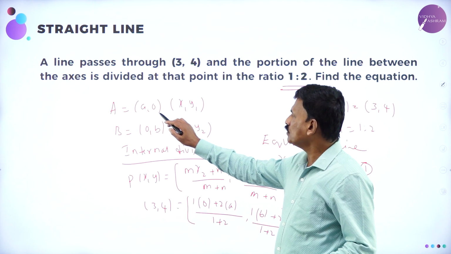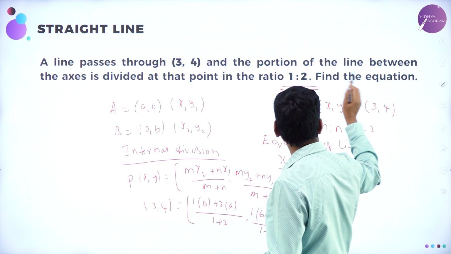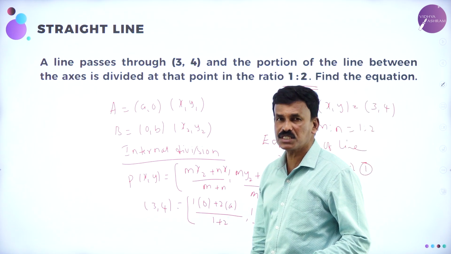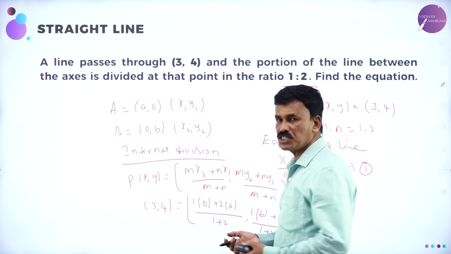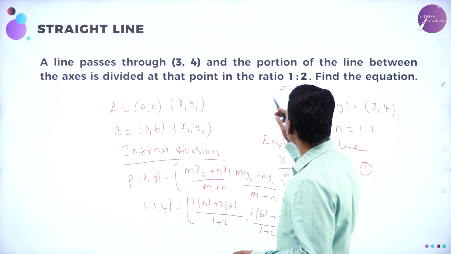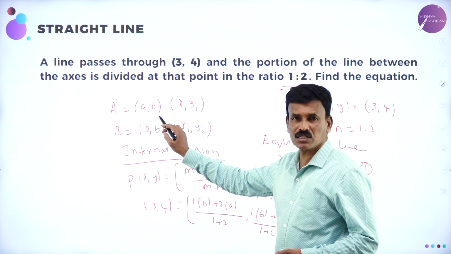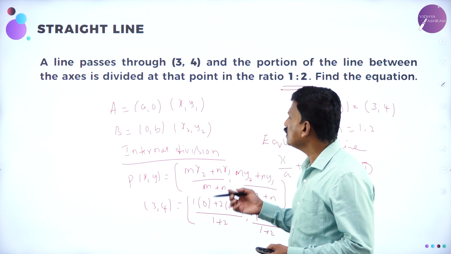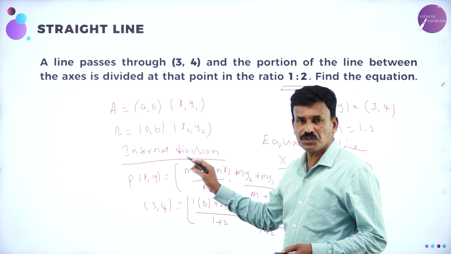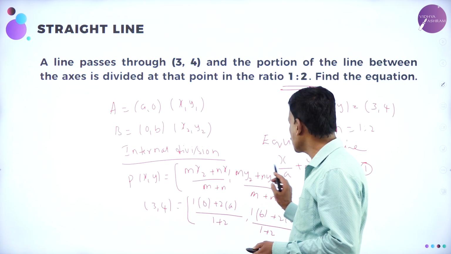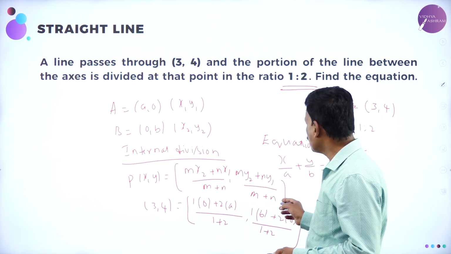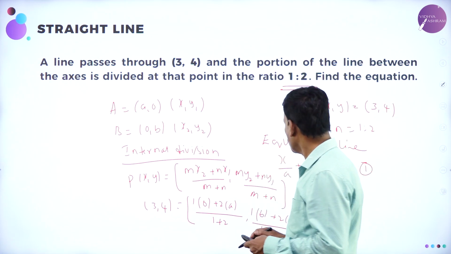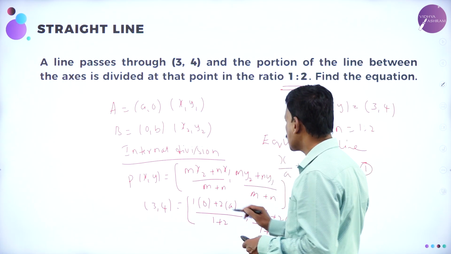That's it. See, a line passes through 3, 4 and the portion of the line lying between the axes is divided in the ratio. That means the ratio is given. So then find out the equation. A is equal to a comma 0 and B is equal to 0 comma b as usual. Then this is x1 y1, x2 y2. We know the internal division: mx2 plus nx1 by m plus n, my2 plus ny1 by m plus n. The ratio is m is to n is equal to 1 is to 2. So m is equal to 1, n is equal to 2, substitute here.